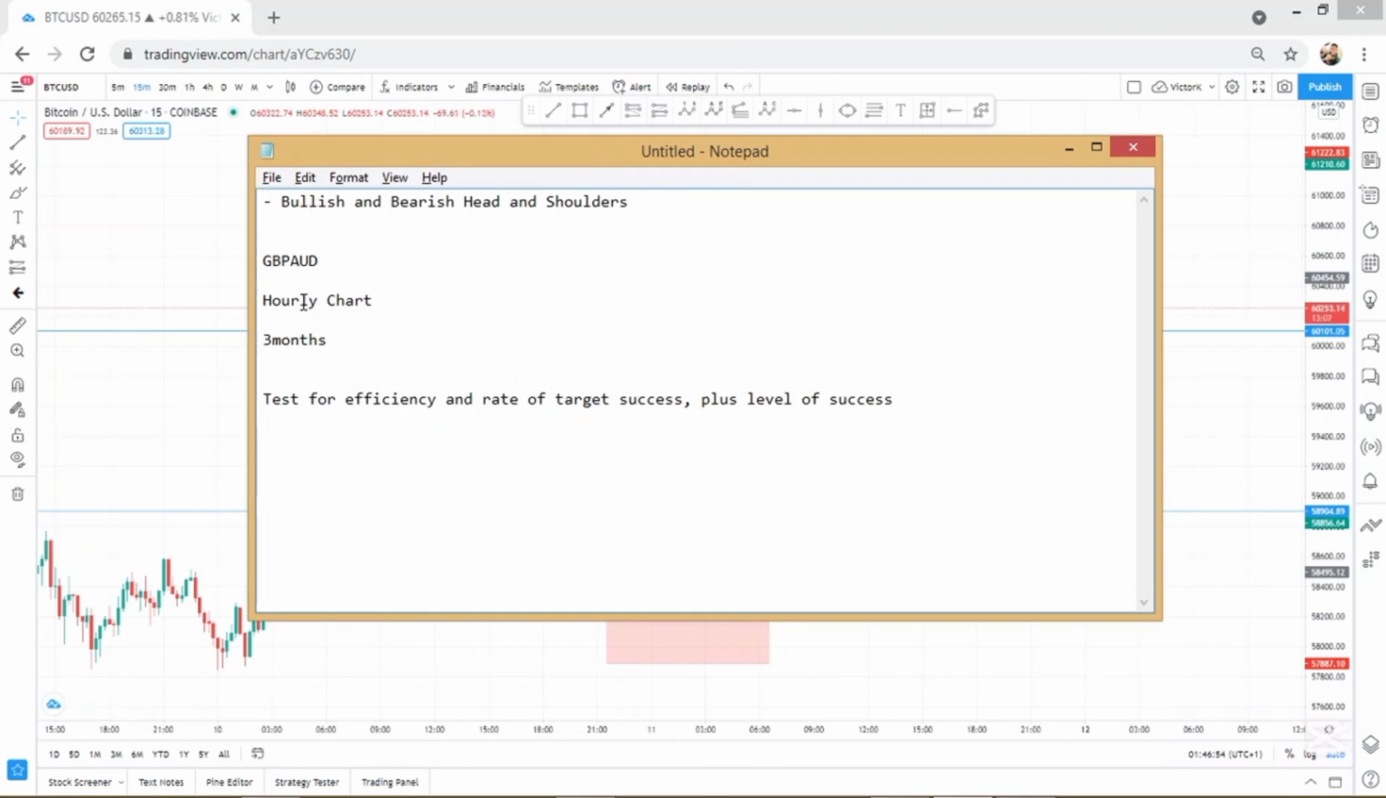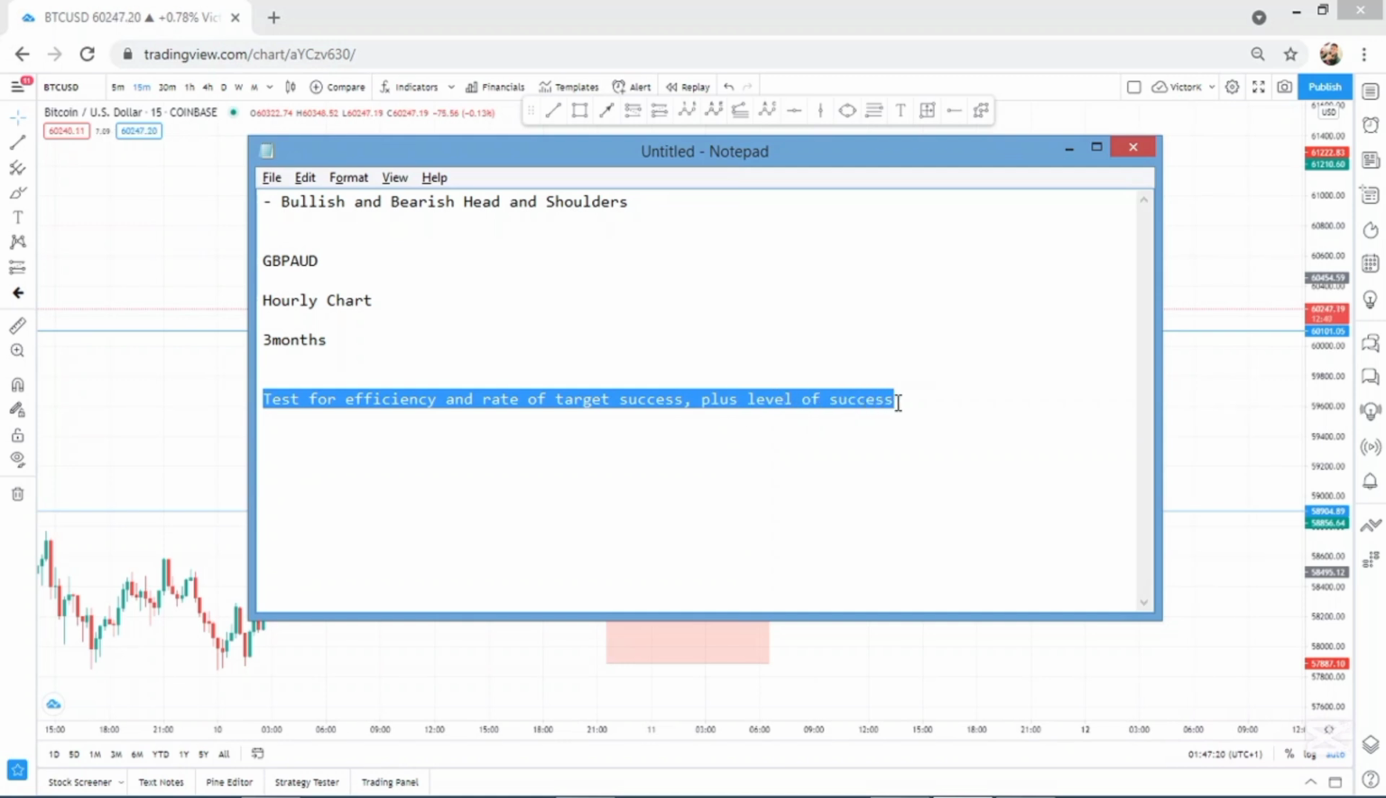So I want to backtest bullish and bearish head and shoulders in GBP AED, pound to Australian dollar, and I'll be using the hourly chart, 1 hour chart, and then I'm checking a 3 month period from now to 3 months ago. You get some testing for efficiency and rate of target success. So how many times it worked, how many times it failed. Plus level of success.